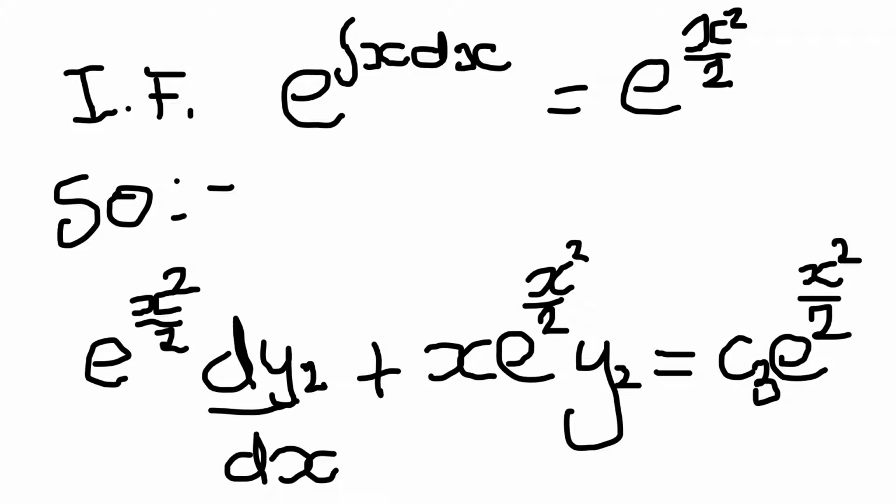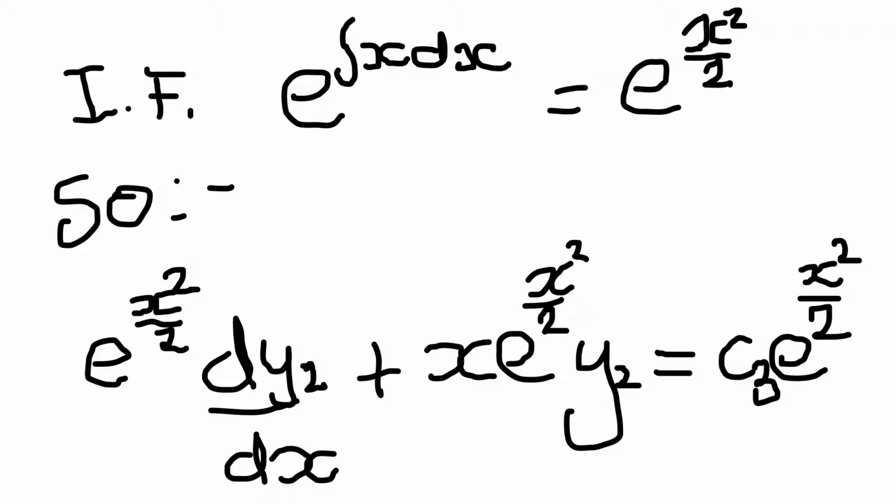So with the integrating factor, it's similar to the coefficient that was in before, except this time it's e to the plus x squared over 2, not e to the minus x squared over 2. So our integrating factor is e to the x squared over 2. And if we multiply that throughout the first order ordinary differential equation, we have this expression here, which is e to the x squared over 2 dy2/dx + x e to the x squared over 2 y2, which is equal to c3 e to the x squared over 2.